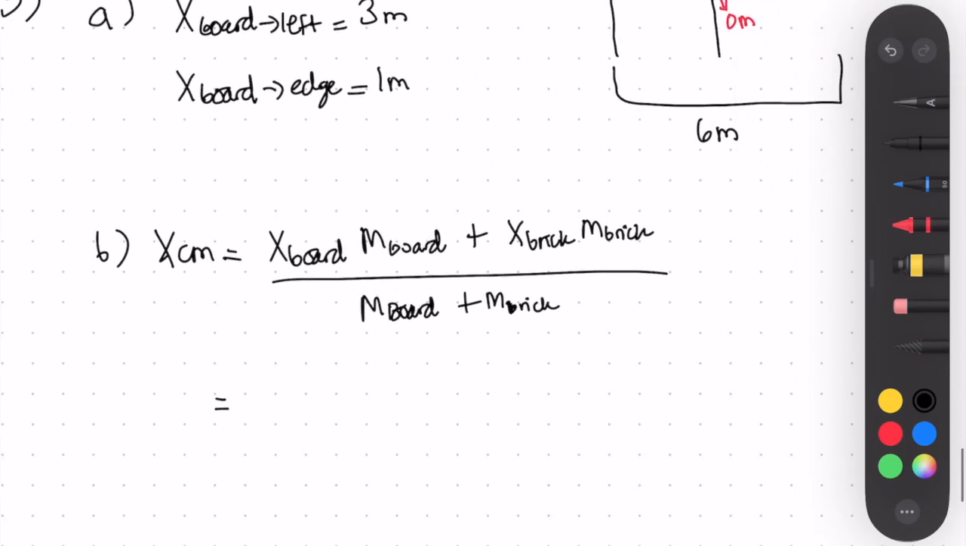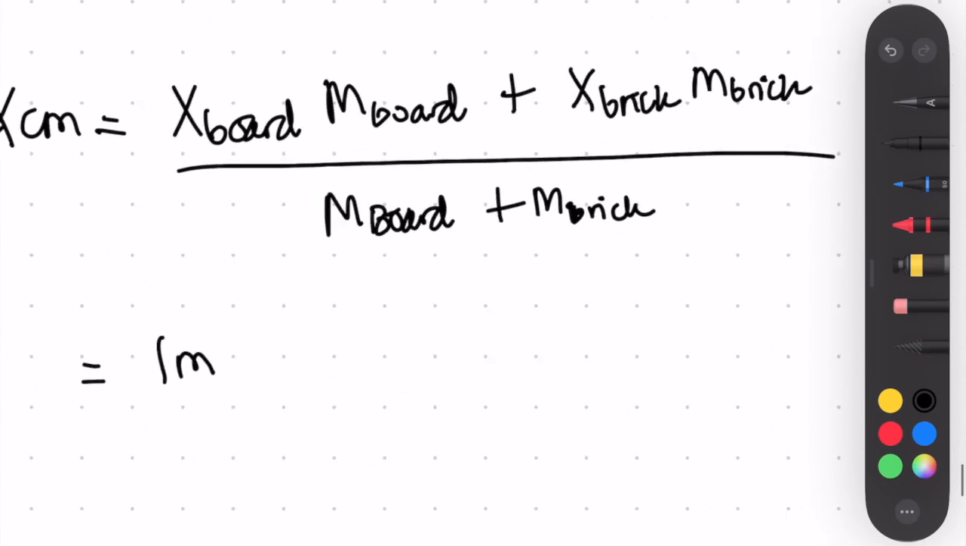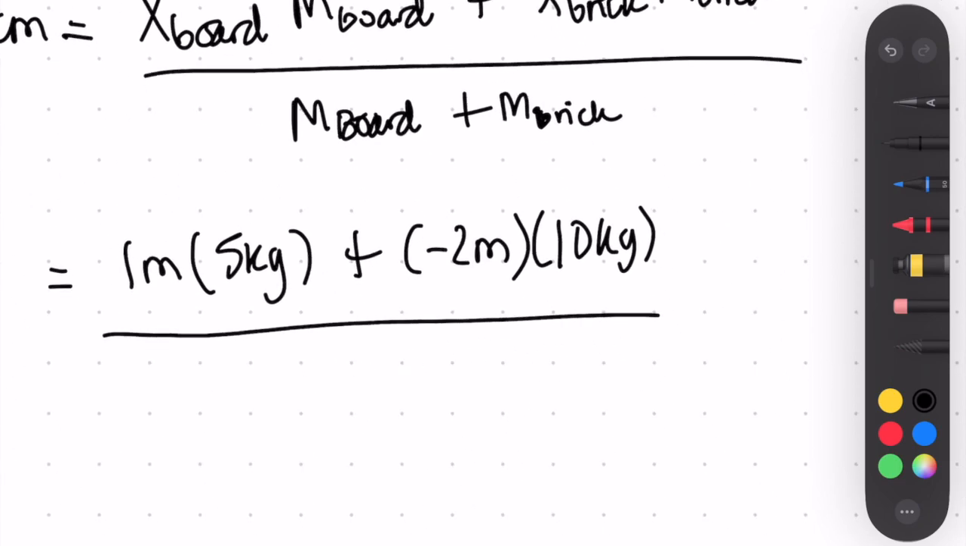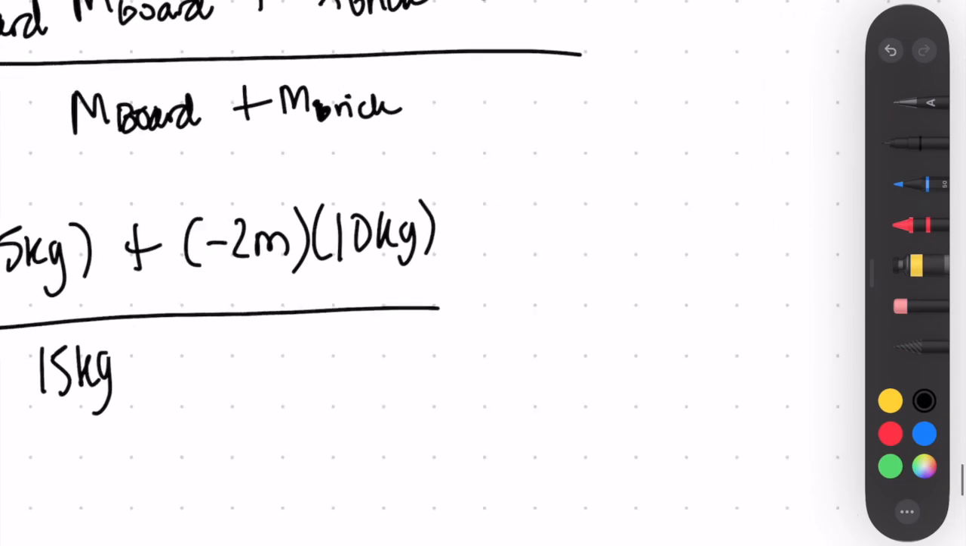We already said that x board should have been 1 meter, right, measured from the edge of the surface there. And the mass of it was, let's see, 5 kilograms, right? And then we add that to the center of mass of the brick. Remember, if we're measuring from the edge of the surface there, we go negative 2 meters, so 2 meters to the left. So x brick is negative 2 meters. M brick, the mass of the brick, was 10 kilograms. And then we simply divide by the sum of the brick and the board, so that would be 15 kilograms at the bottom here, 10 plus 5. And if we do that, we should end up getting the center of mass of the overall system as negative 1 meters, measured from that edge of the surface.